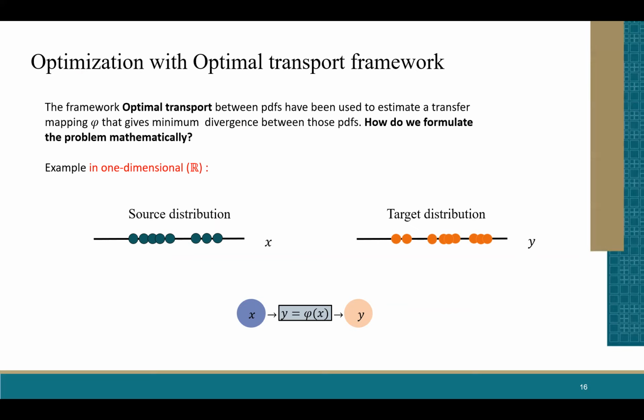Okay. So let us consider a Euclidean space of dimension 1 for now to ease the representation. Suppose that in space R, we have observations associated to random variable X, and we have a second set of observations collected in the same Euclidean space associated to a second random variable Y. The aim here is to find the function phi that maps X into Y.